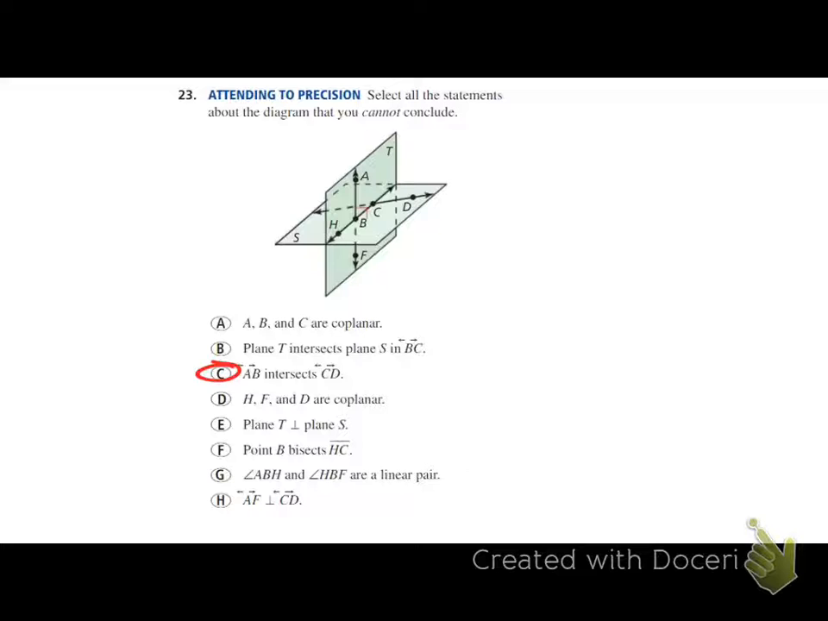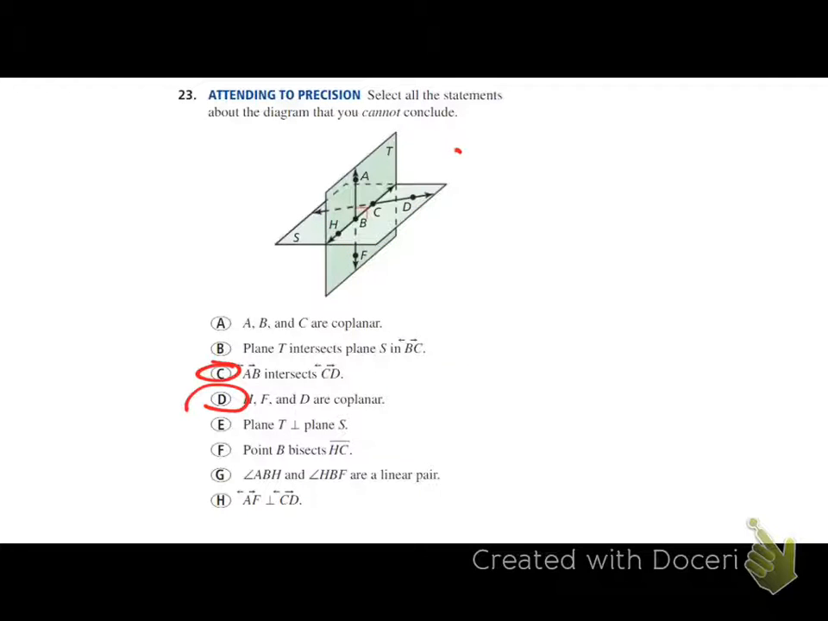The next one says H, F, and D. What plane is point D on? Plane S. And what plane is F on? T. So that one you cannot conclude from the picture.